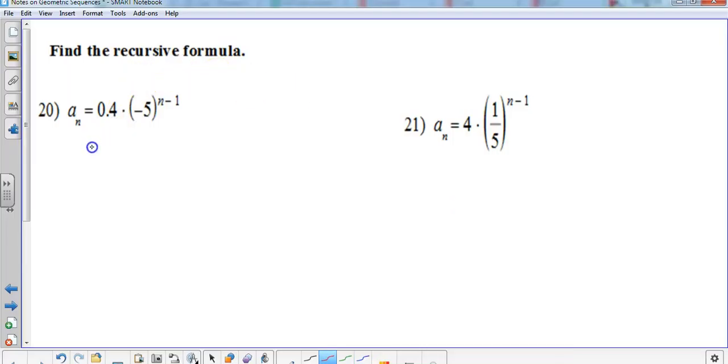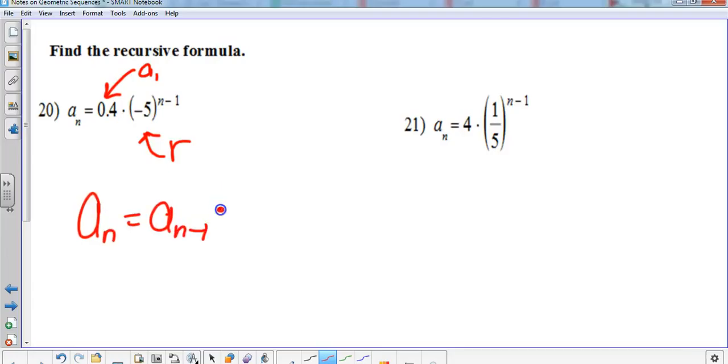All right, so recursive formula here. Do we know the first term? That's the first term, right? And this is the ratio. So A sub n equals A sub n minus 1. What are we multiplying by? Negative 5, where A sub 1 is 0.4. And 21?